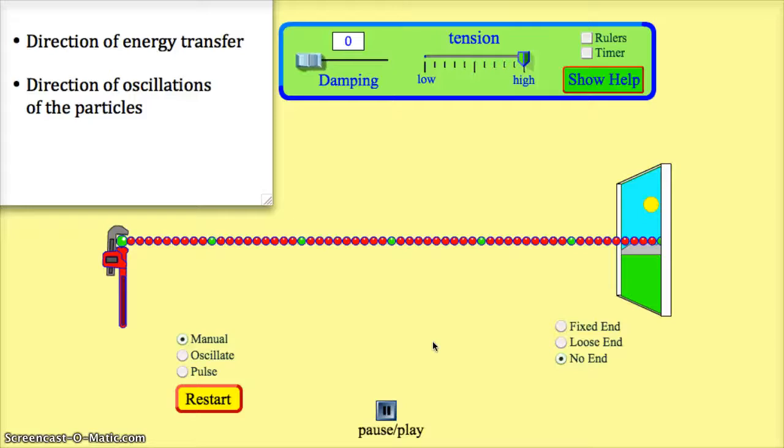In this video, we are going to look at the difference between longitudinal and transverse waves, and we're going to evaluate the difference in terms of these two things. So as you watch the videos, I want you to think about the direction of energy transfer and the direction of the oscillations of particles.